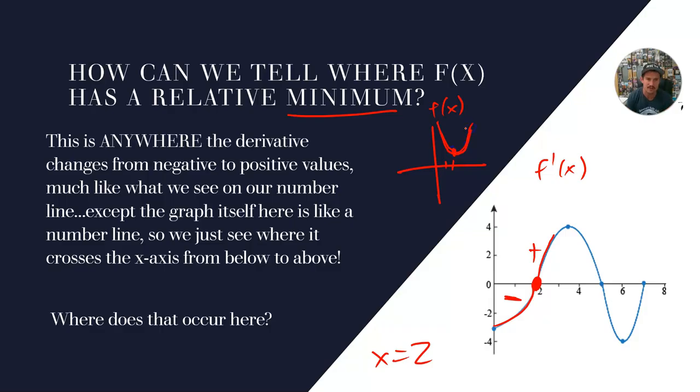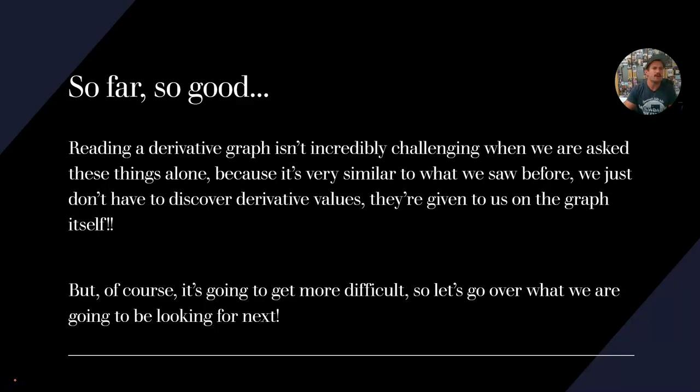I don't know exactly what the original function looks like. I don't need to. That's not going to be beneficial to me. But I can still determine where it's increasing, decreasing, and where, in this case, I have maximums and minimums. All right, so far so good. I don't think that part is terribly difficult. It's not incredibly challenging doing these things by themselves, finding where it's increasing, decreasing, etc., because it's very similar to what we saw before. It's just those intervals where the derivative is positive and negative is given to me on the picture of this graph.